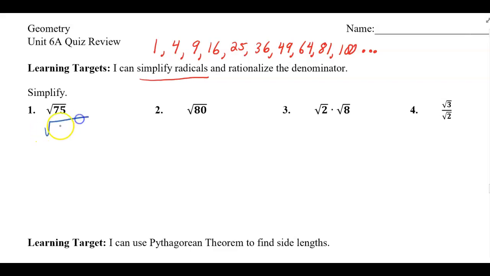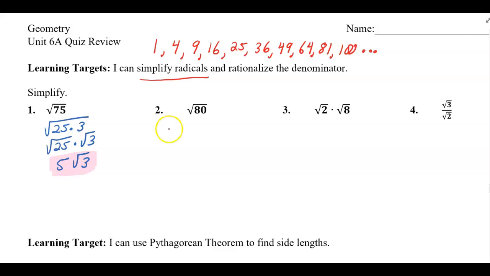So 75 is 25 times 3, and then that breaks down to square root of 25 times square root of 3, and the square root of 25 is 5. So the final answer is 5 square root of 3.